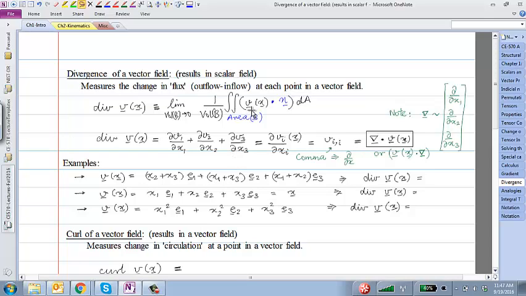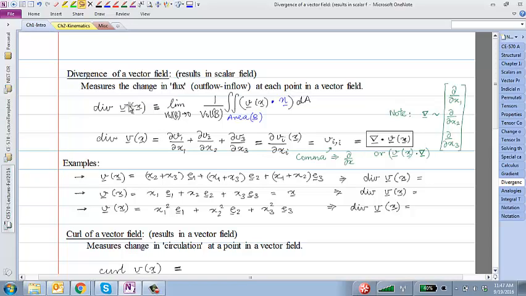What is the dot product of V dot n? Scalar. Integral of a scalar over a surface, scalar, divided by the volume, again a scalar. Right? So the result of all of that is a scalar. Gradient of a scalar field gave me a vector field. Divergence of a vector field gives me back a scalar field.